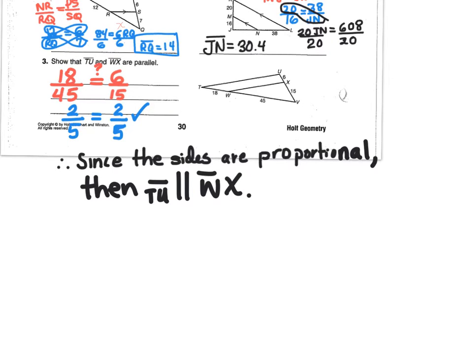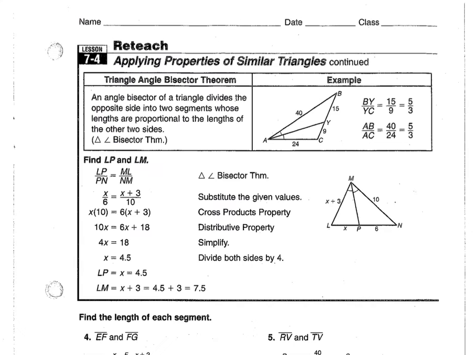Okay, you guys, now let's go ahead and move on to the second page. On this second page, they're presenting the triangle angle bisector theorem. This theorem says an angle bisector of a triangle divides the opposite sides into two segments. So this is the angle bisector AY. It divides the opposite sides, which in this case are these two, into two segments whose lengths are proportional to the lengths of the other two sides. So these two pieces, BY would be compared to the side which is AB, and YC would be compared to AC. So the ratio would be BY over YC.